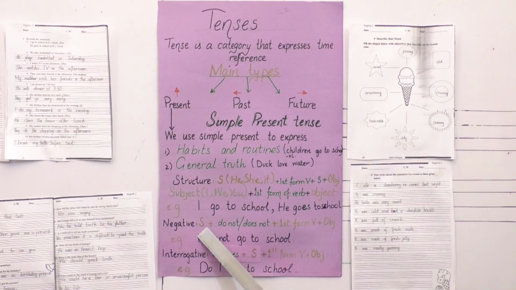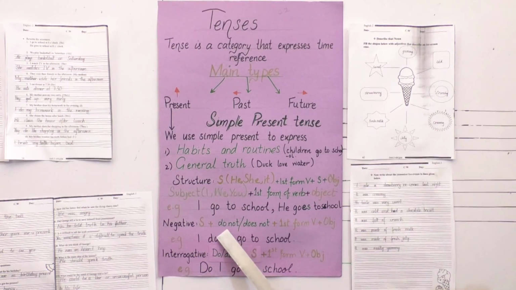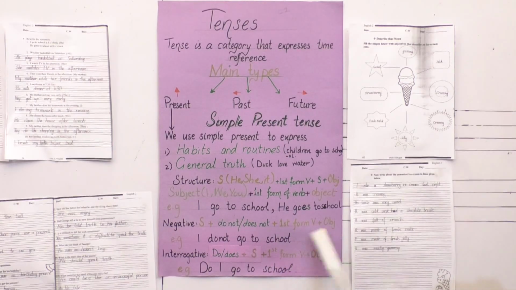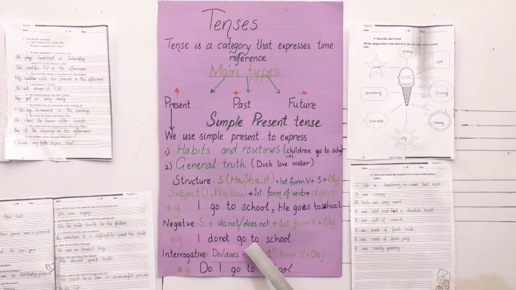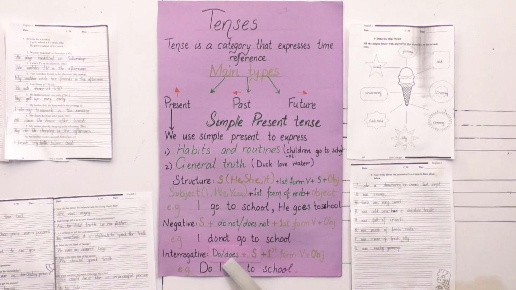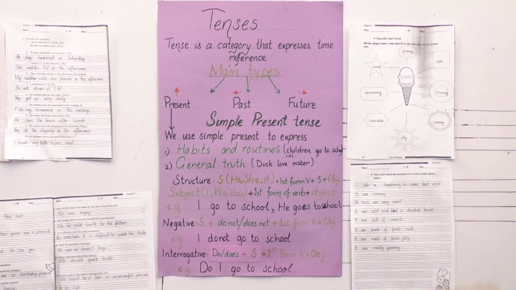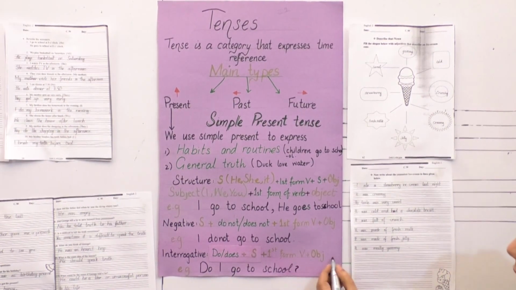In negative sentences, first start with subject, then we write do not or does not, then first form of verb, and in the last the object. For example, I do not go to school. This is a negative sentence. An interrogative, we write do or does in the start to make it a question, then the subject, then first form of verb, and then in the last the object. Like, do I go to school? Then finish it with a question mark.